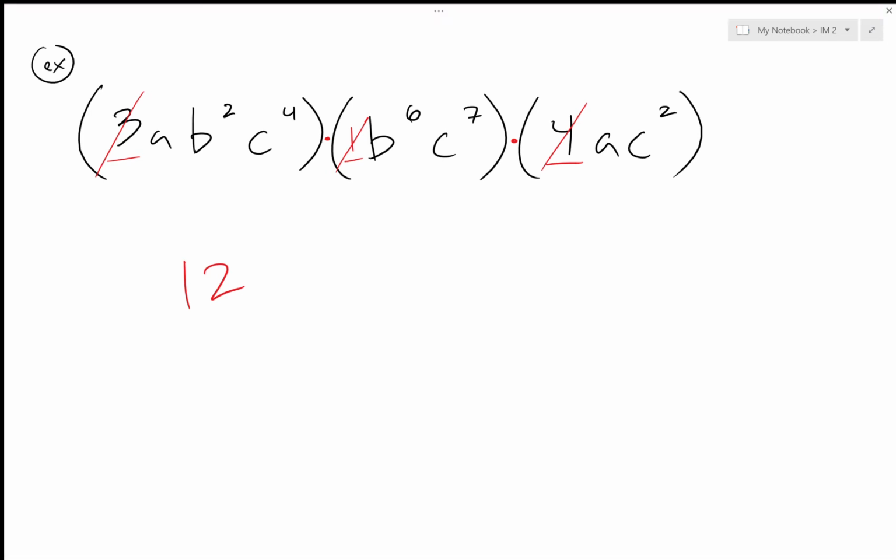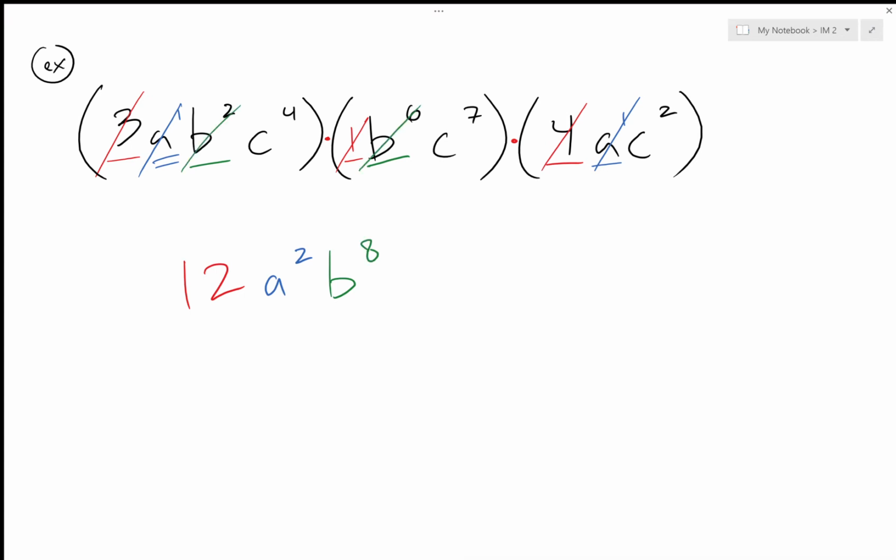Let's pick the letters. I've got A, no A's in the middle, and A here. So now we're matching up letters. We're matching up bases. A to the 1 times A to the 1 is A to the 2 because we need to add those together. Next letter is B. I've got B squared, B to the 6, and then no more B's, so that's B to the 8.